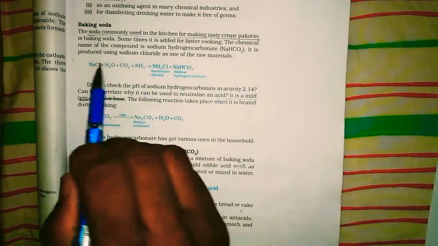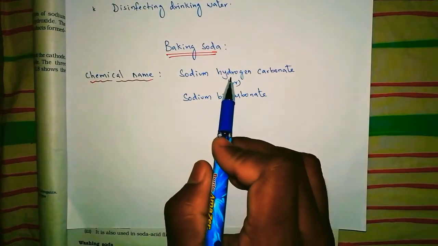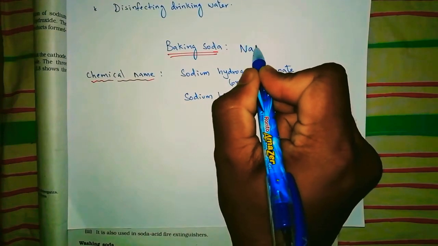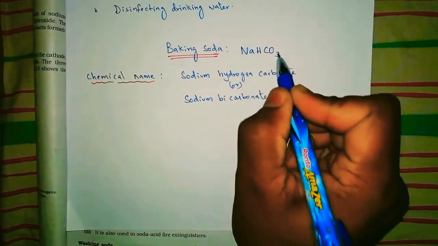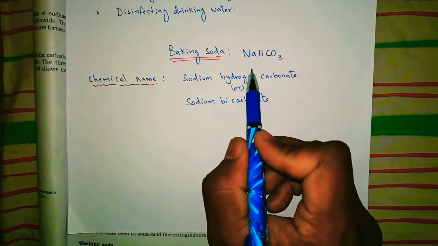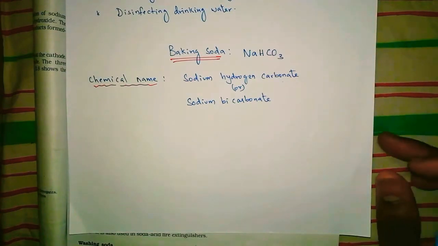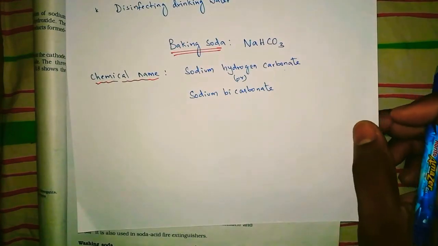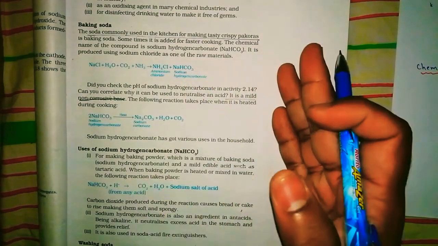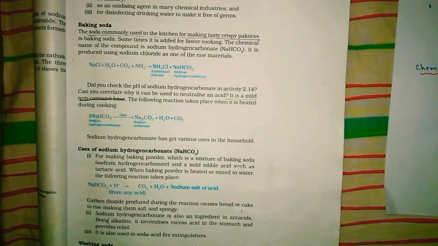Okay, the chemical name of this compound, baking soda, is sodium hydrogen carbonate. That is why it is written as NaHCO3, sodium hydrogen carbonate. In other words, it can be read as sodium bicarbonate. So two names are given for baking soda. Okay, let's see how sodium hydrogen carbonate or sodium bicarbonate is prepared.